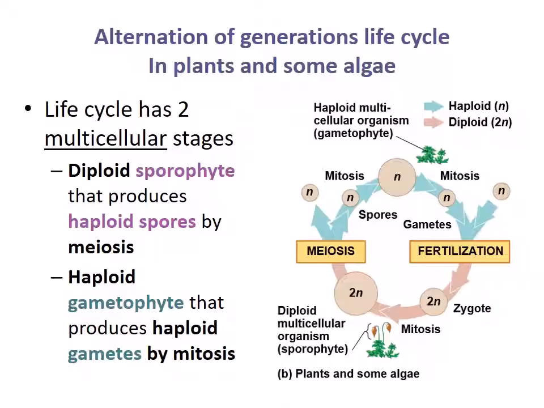So the diploid sporophyte produces haploid spores. So to go from diploid to haploid, you have to do meiosis. So they do meiosis, and then that haploid spore grows up to become the multicellular haploid gametophyte, and that gametophyte produces haploid gametes, and to go from haploid to haploid, they use mitosis.